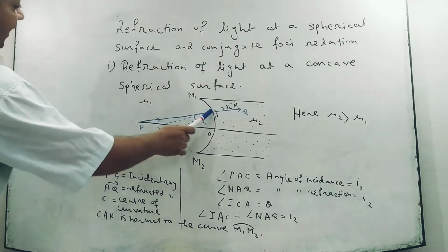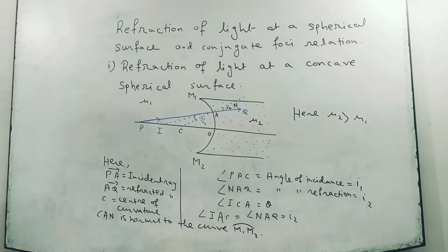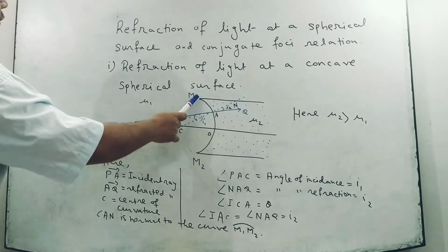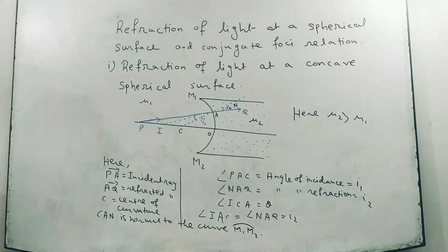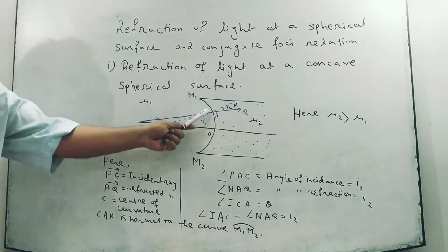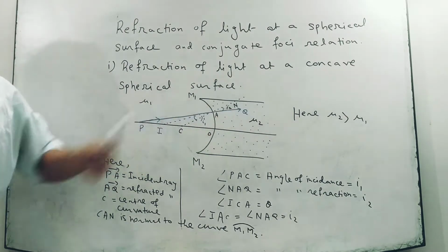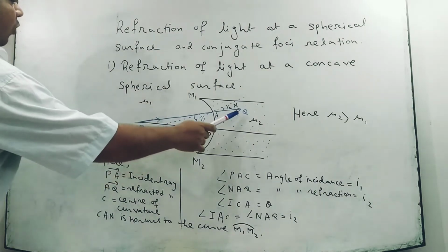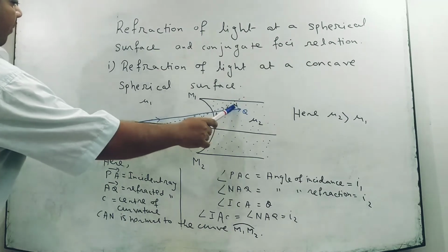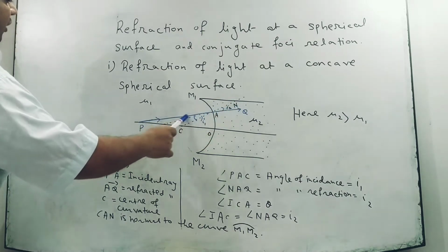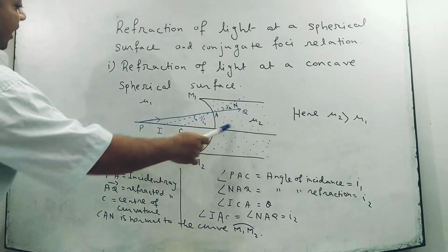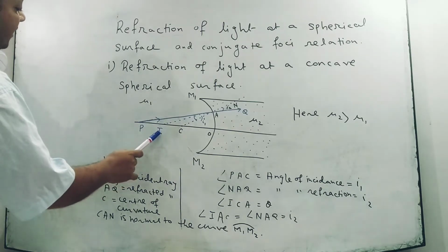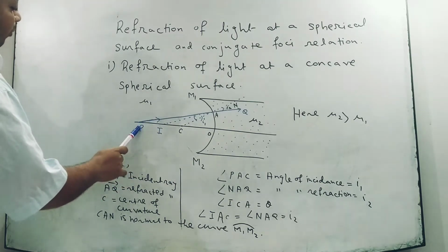That's why CA is the radius of curvature, and CAN is normal to M1, M2. PA is the incident light ray and AQ is the refracted light ray. Here we can extend QA in the backward direction, which intersects the axis of the surface at the point I. That's why I is the image of point object P.